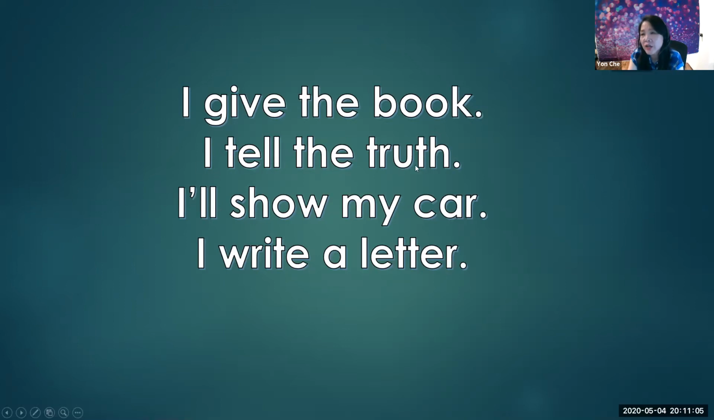I tell the truth, but to whom? Right? When you tell something, you tell something to somebody. So in order to make this one a little more complete, then you gotta use the indirect object pronoun. I'll show my car. When you show something, you show it to someone, right? So you gotta include to whom. I write a letter. I'm writing a letter, but to whom or for whom? Who's gonna receive my letter? Once you add that information, to whom, the idea is gonna be more complete, more clear, and easier to understand.